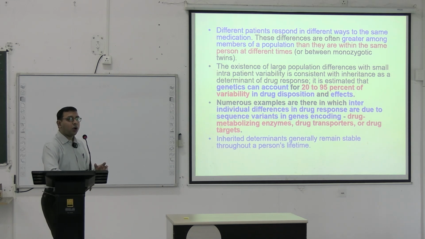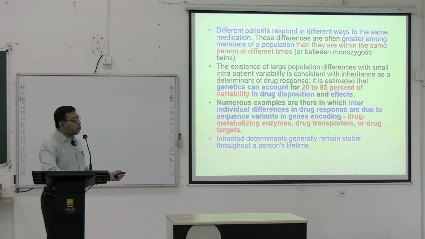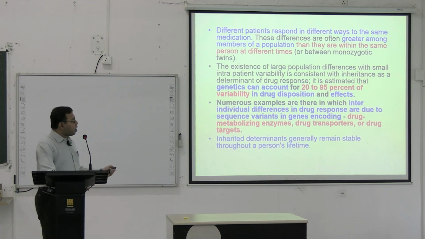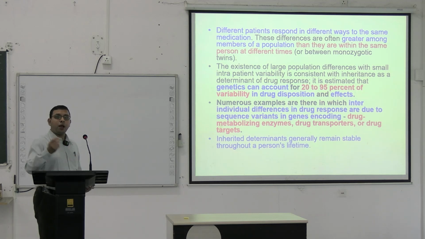So when you have to write about the need for pharmacogenomics, what the main motto is, it has to be more individualistic, because the patient's response to the medication, whether in terms of pharmacokinetics or pharmacodynamics, is quite different from one individual to another. It cannot be a blanket therapy, it does not have to be one size fits all. So the existence of large population differences with small intra-patient variability is consistent with inheritance as a determinant of drug response. It is estimated that genetics can account for 20 to 95% of the variability in drug disposition and effects.